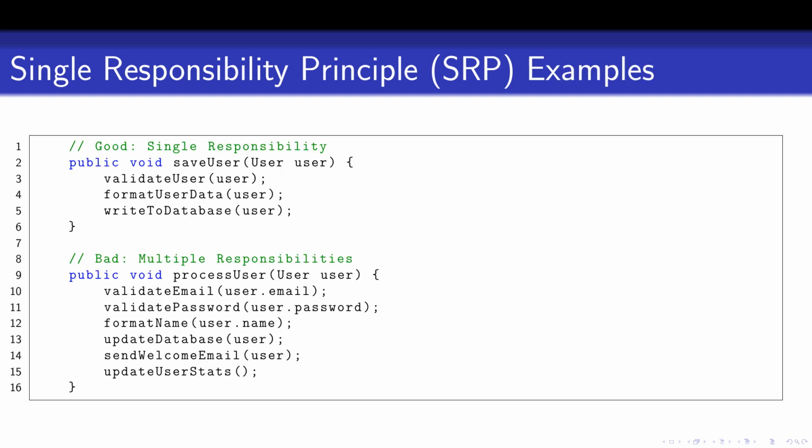Here's SRP in action with some examples. The good version is a tidy function that saves a user by validating, formatting, and writing to a database. 3 steps, one clear job. The bad version. It's a mess, validating emails and passwords, formatting names, updating databases, sending emails, and tracking stats. It's like a function trying to be the whole app. SRP keeps things tight and purposeful.